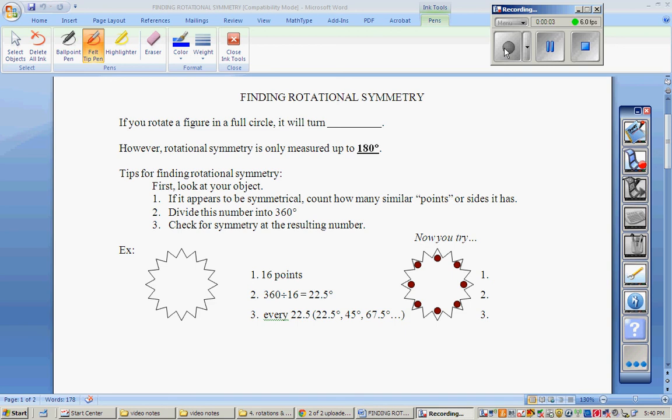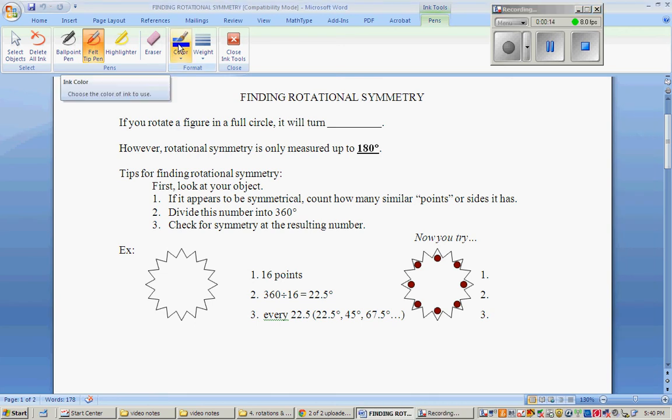If you're trying to find rotational symmetry, or determine whether or not a figure has rotational symmetry, we need to remember what it means to rotate in a full circle. If you rotate in a full circle, you're going to turn 360 degrees. That would mean that if you turned anything around, you would eventually get back to its original shape. And so that's why rotational symmetry is only measured up to 180.